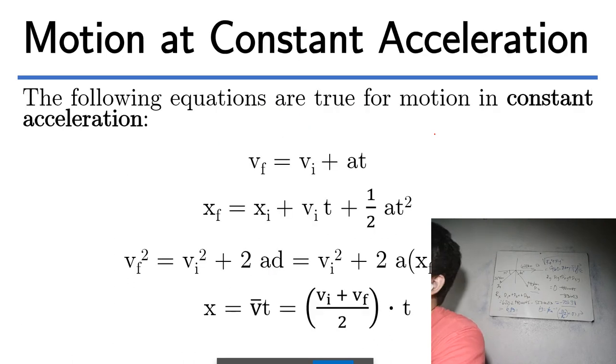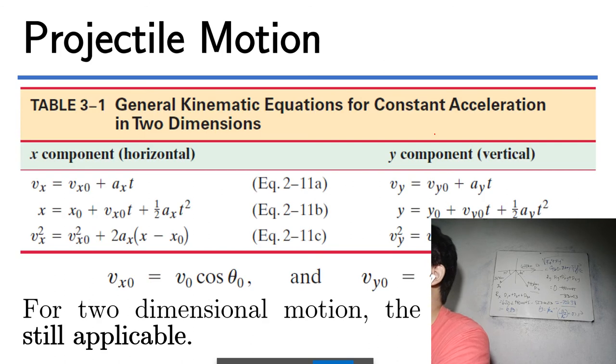Kaya, ito, if you remember this, I hope you still do, gamit pa rin natin to. In fact, ito na yung gagamitin natin buong lesson na to. So, projectile motion, no? General kinematic equations for constant acceleration in two dimensions. So, for two dimensions, pareho pa rin yung kinematic equations natin, no? Ang pinagkaiba lang, ito for x, ito for y. Kaya nilagyan ng x at y, no?